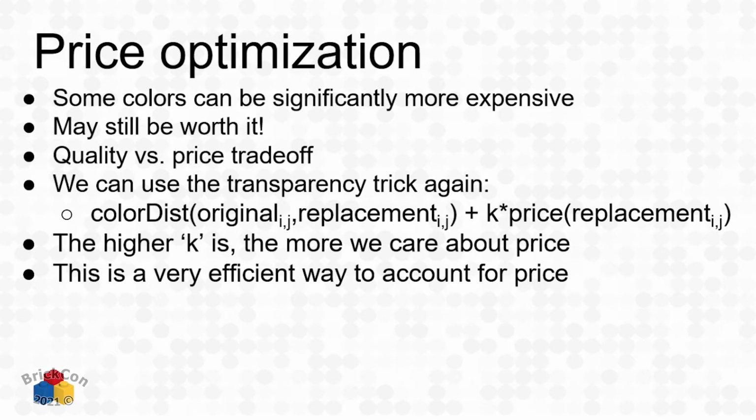Because now instead of optimizing for one function, we're optimizing for two functions. It turns out that we can fold that back into one function. We can use the transparency trick again, where we do color distance of original, comma, replacement, plus k times the price of the replacement, right? So basically, the higher k is, the more we care about the price. So the higher the cost is, the further we are from the original, in the sense that you're good, but you're also expensive, right? And this is very, very efficient to code. The actual pain to code is reliably finding the prices.